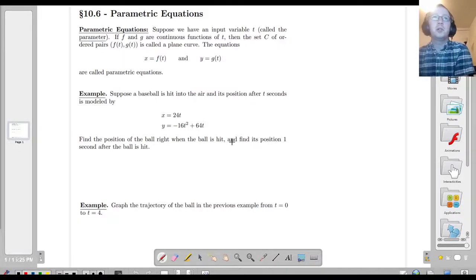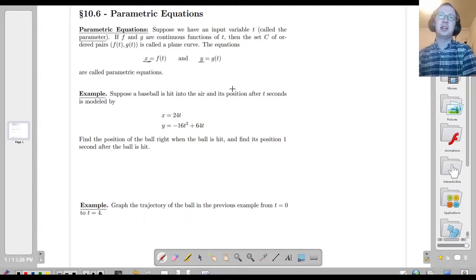In this section, we're going to learn about what are called parametric equations, or parametric functions. So the basic idea of a parametric equation is that we have some input, generally going to be t, but later we'll see sometimes we could use theta or another variable instead. And both of our coordinates, that's x and y, are going to be influenced by that input parameter t.